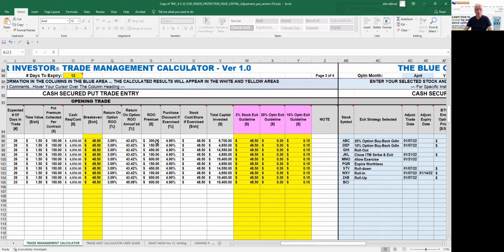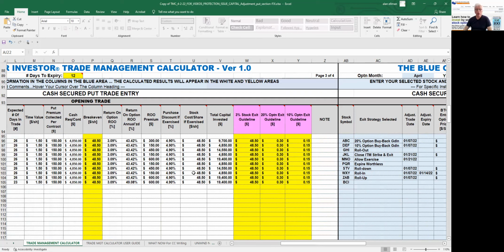It'll give you your dollar amount of premium, total dollar amount. And if the shares are put to us, it will give us the discounted price that we receive when we buy the shares based on when we entered that put trade. So over here, you see that the shares, if put to us, would be at a price point 4.9% lower than the $50 price when we entered the trade.